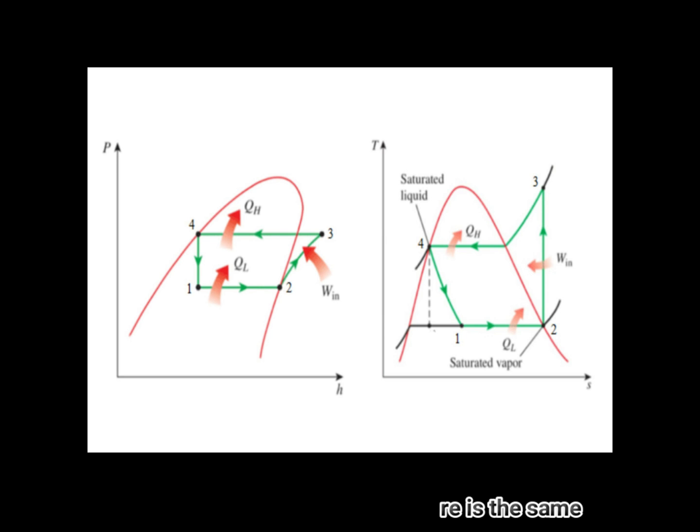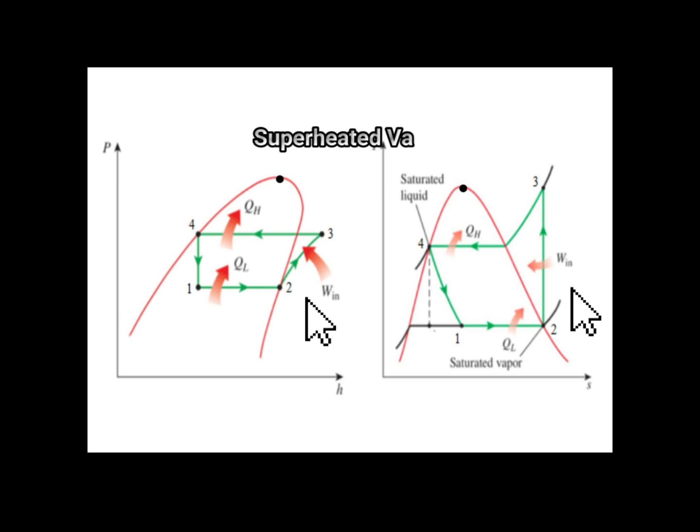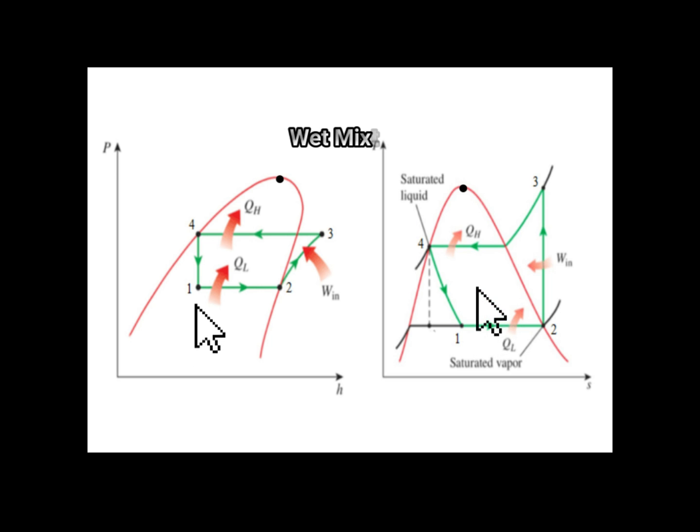The saturation vapor curve has a critical point which separates the saturated liquid and the saturated vapor. The area beyond the saturated liquid line is the compressed or subcooled liquid region. The area beyond the saturated vapor line is the superheated vapor region, while the area inside the saturation vapor curve is the wet mixture region.